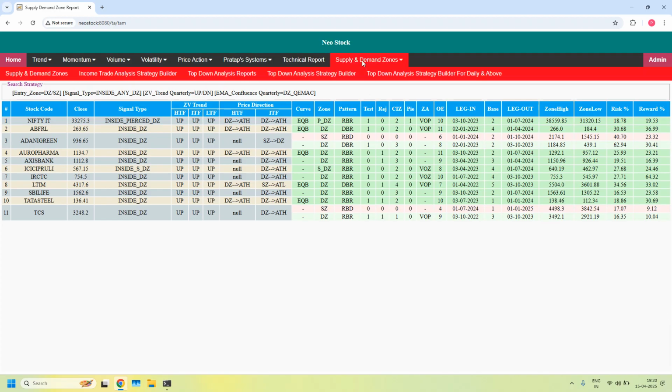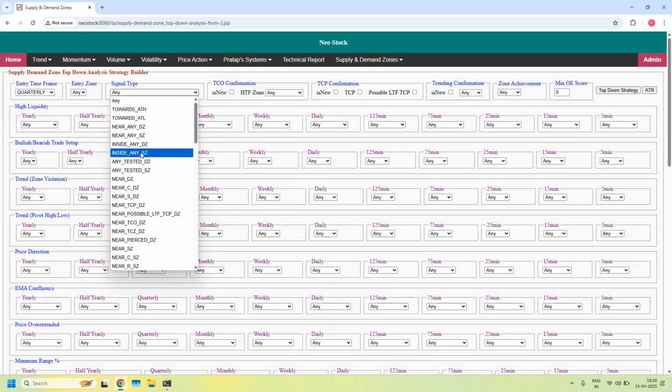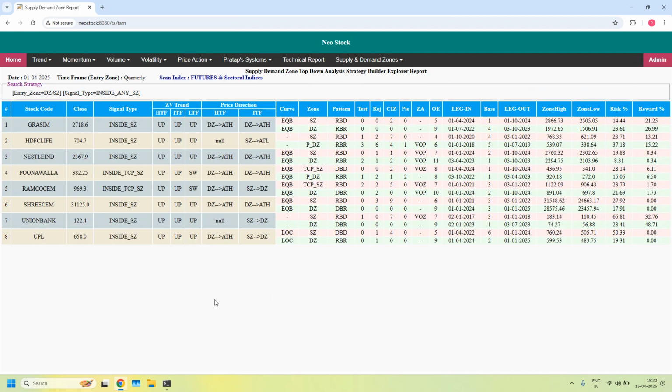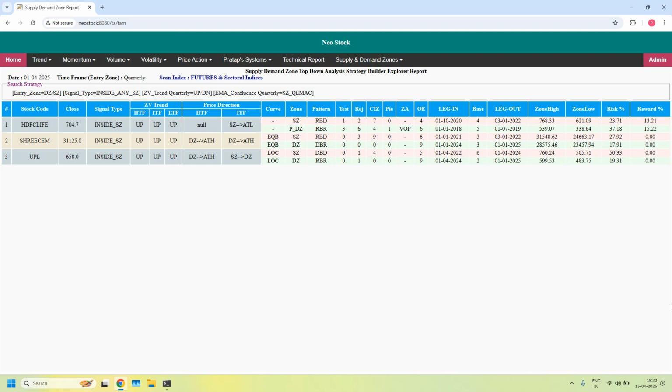Okay, next, quarterly time frame. Price closed inside the quarterly supply zone. We got 8 stocks. Let's filter based on the EMA Confluence. Quarterly supply zone having quarterly EMA Confluence, we are checking. Trend at the quarterly should not be sideways, it can be up or down. So we got 3 stocks. So this is about quarterly time frame.